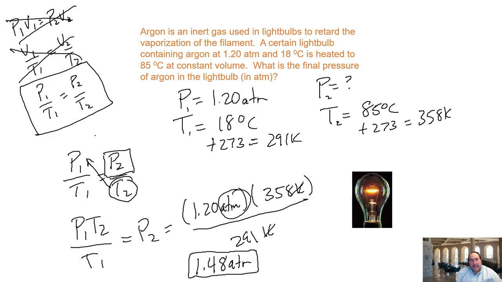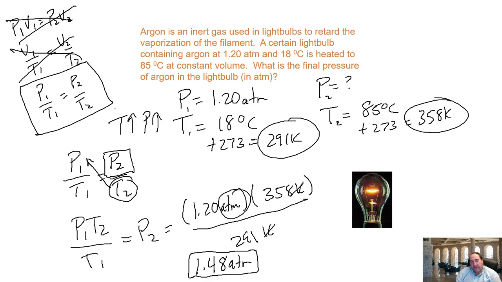And in this particular case, this is the Gay-Lussac relationship, which we know. In this case, the temperature went up, which means we should expect the pressure to go up. It started at 1.2, ended at 1.48. So it did go up. Once again, the relationship holds of what we expect to happen here.